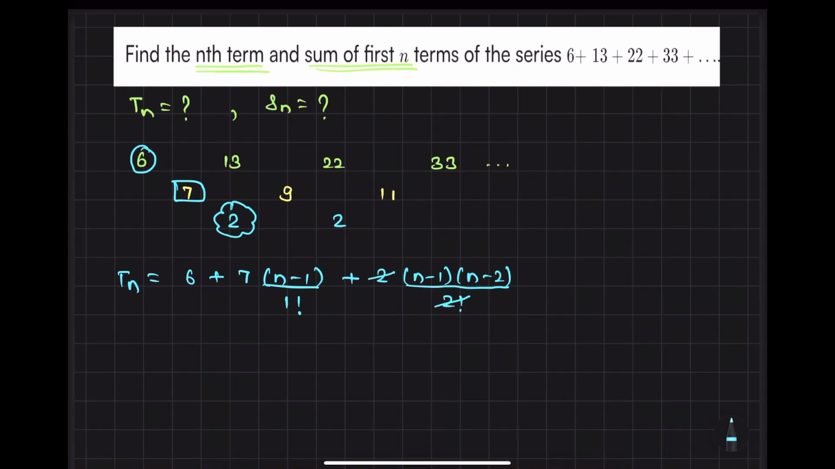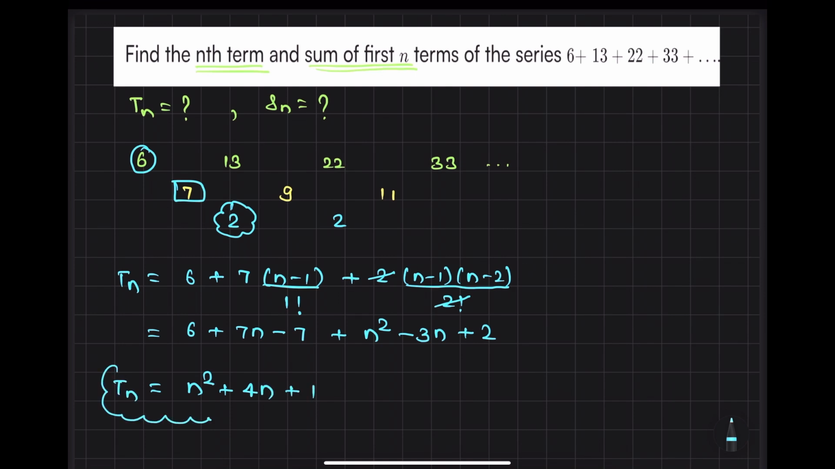Let's do it. This thing is gone, so we are left with 6 plus 7n minus 7 plus n square minus 3n plus 2. Let's write it as n square plus 4n plus 1. So this is our formula for the nth term. The first question is resolved: we found the value of Tn.